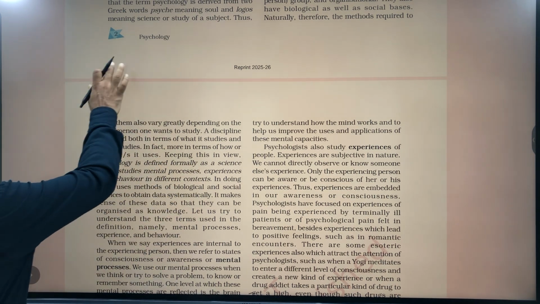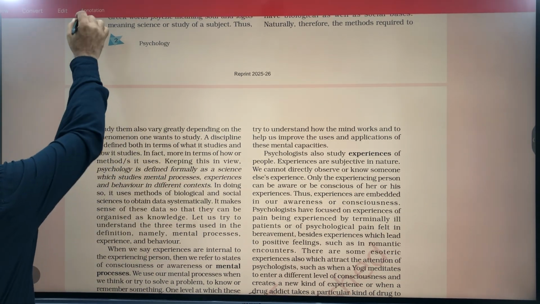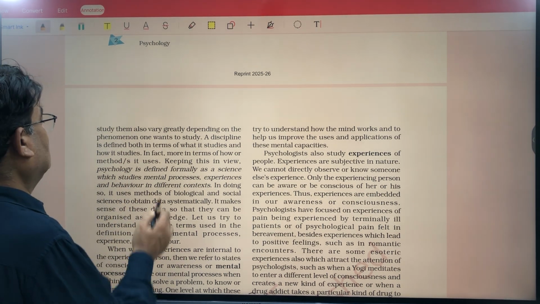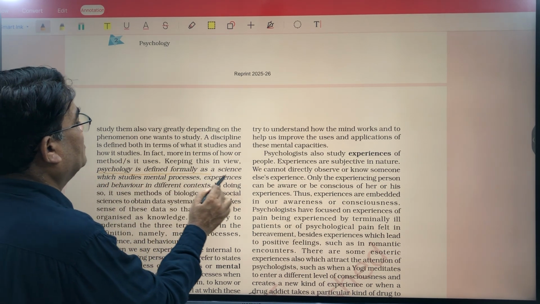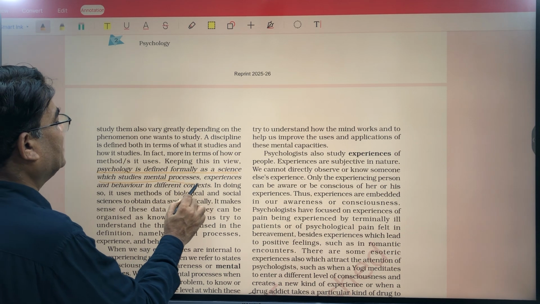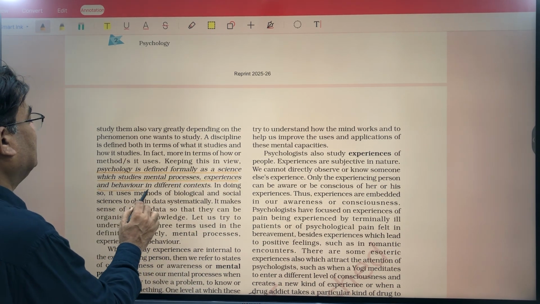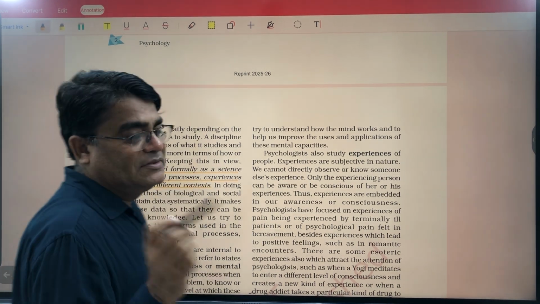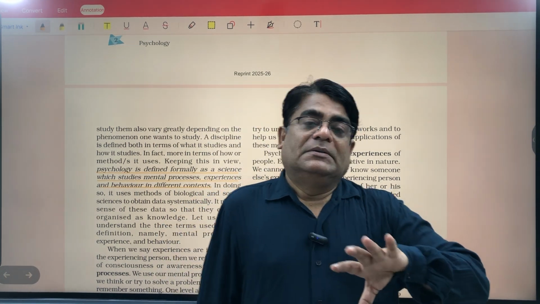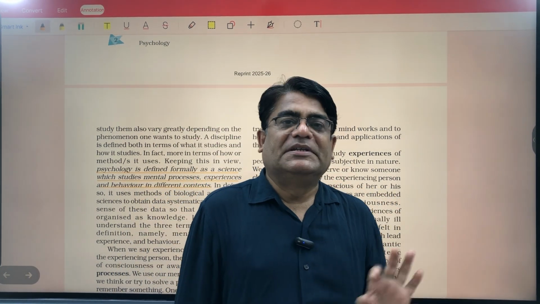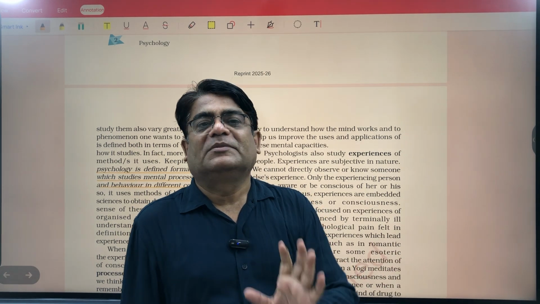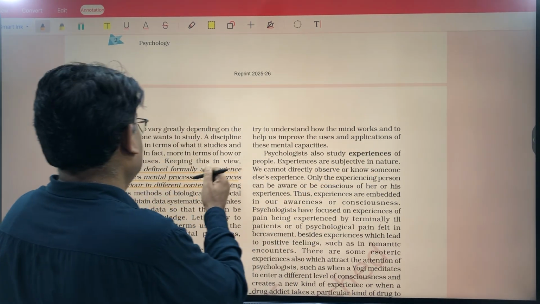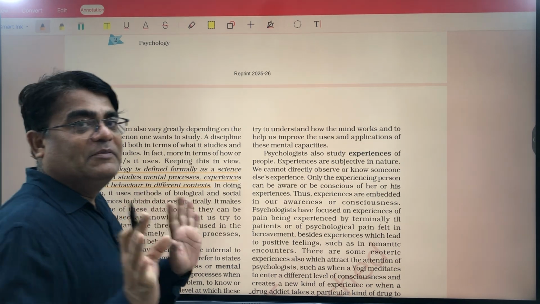Let me do annotation. See, psychology is defined formally as a science which studies mental processes, experience, and behavior in different contexts. You should keep in mind that this is the definition of psychology. What is psychology? Psychology studies behavior and mental processes, including experience, scientifically. I will elaborate this, and then you will understand what it means. See, the term experience is there, and then all the terms are there. So one by one I will explain.